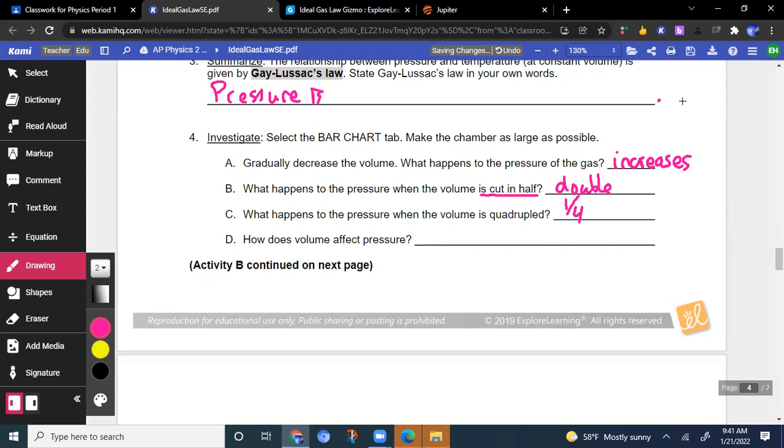How does volume affect pressure? Volume decreases as pressure increases, and vice versa. And yes, they are inversely proportional.